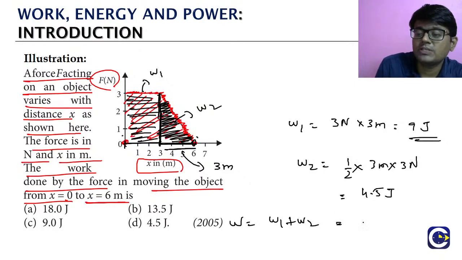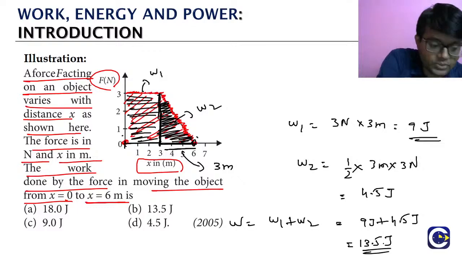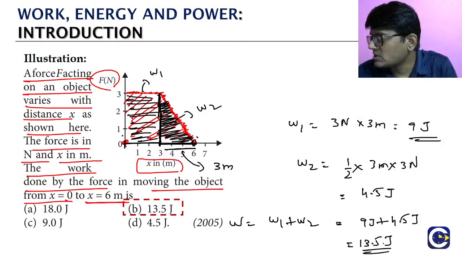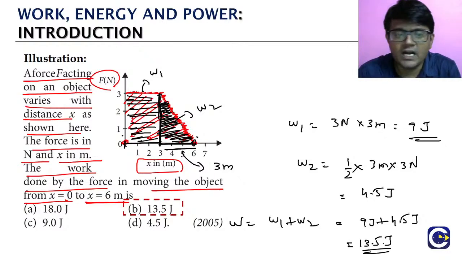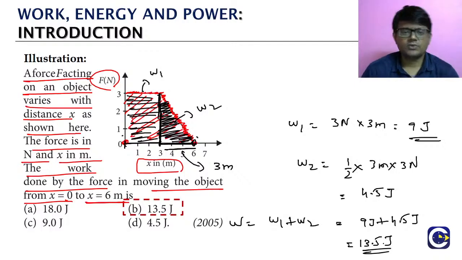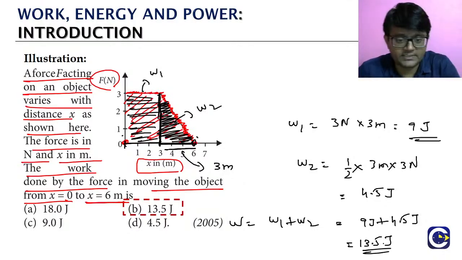Total work done means what? W1 plus W2, right? Which is what? 9 joule plus 4.5 joules. How much is it? 13.5 joules. Generally, when we are getting questions on this graphical approach, we'll be having relatively easier questions only, because at the end of the day, what will be expected here? We'll be expected to just find out the areas.